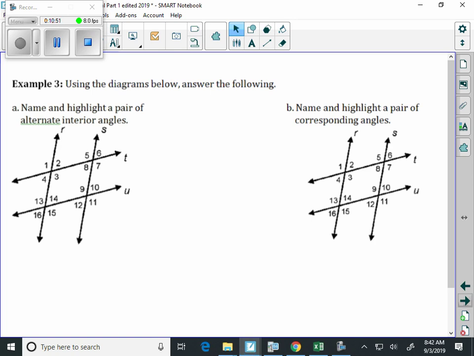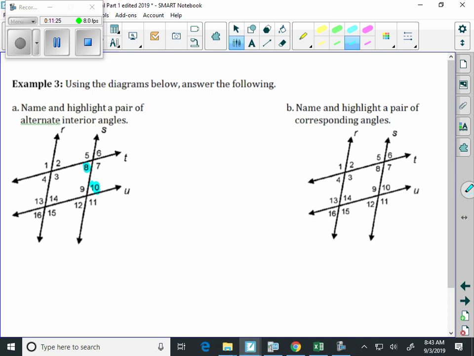It says name and highlight a pair of alternate interior angles. So we're going to say that line R is parallel to line S. Line T is parallel to line U. And then we can name and highlight a pair of alternate interior angles, such as 8 and 10, which I'll write down here in a minute.